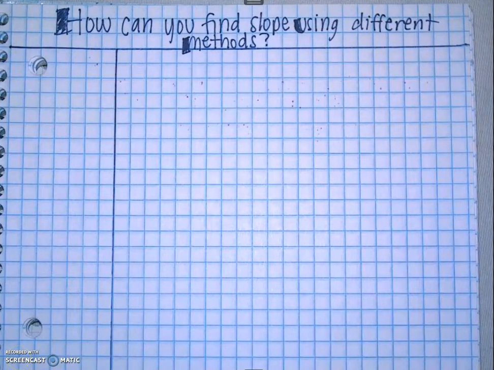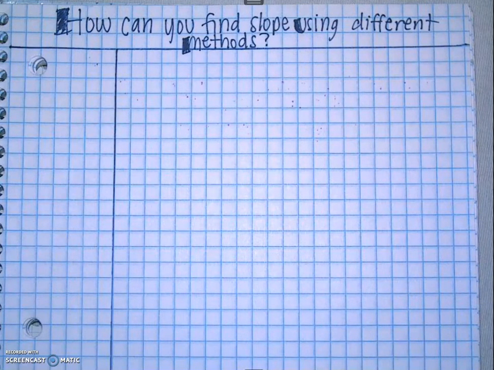Hey guys, so our central question today is how can you find slope using different methods? So we're going to talk about different ways that you can find the slope. So make sure you write down your essential question, and then we're going to get started with some definitions that are reminders, and then we'll get some practice.